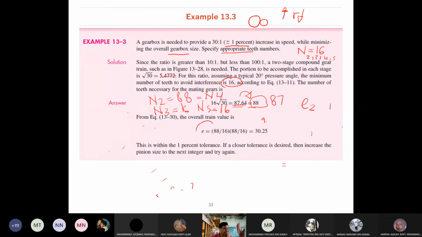Alright, so awak check balik E tu 88 bagi 16 kan, darab dengan E1 kan, E1 darab dengan E2 you got 30.25. Kenapa ada tak dapat 30? Sebab kita dah TIF tu kita dah bundarkan pada yang terdekat. That's why you got 30.25. Awak check lah 30.25 ni adakah dalam tolerance kan, darab dengan 100 kan, adakah dia lebih daripada 1%? Kalau dapat less than 1%, betul lah. Kalau awak dapat above 1%, it's not right lah anymore. Okay, boleh faham tak kat situ?